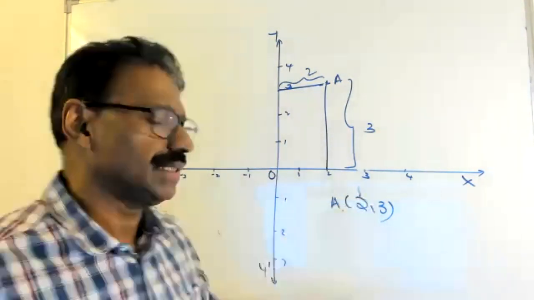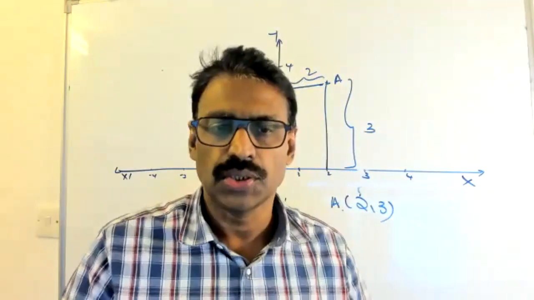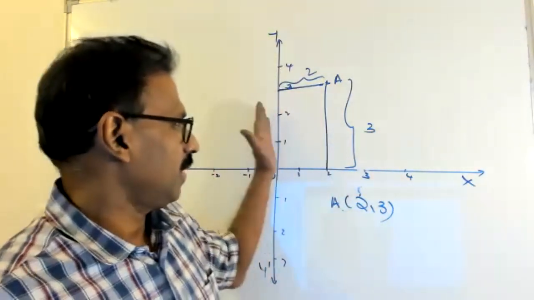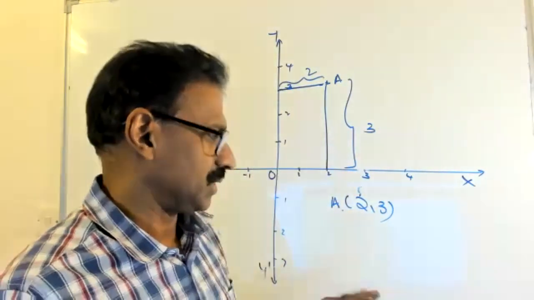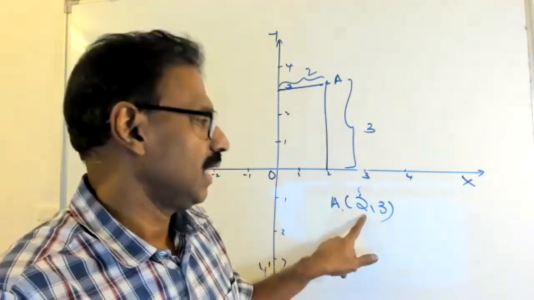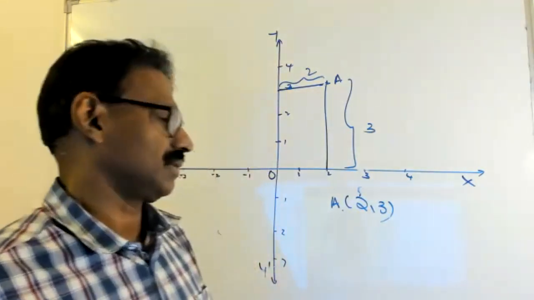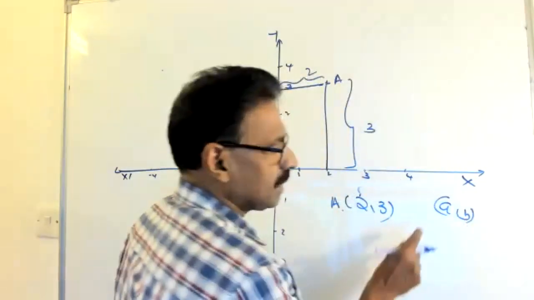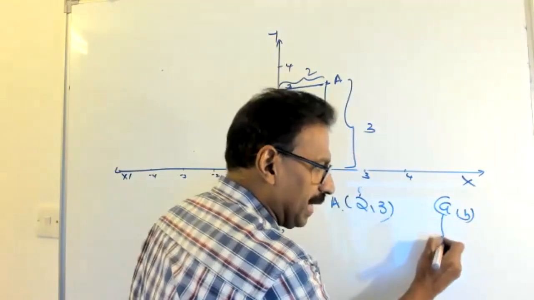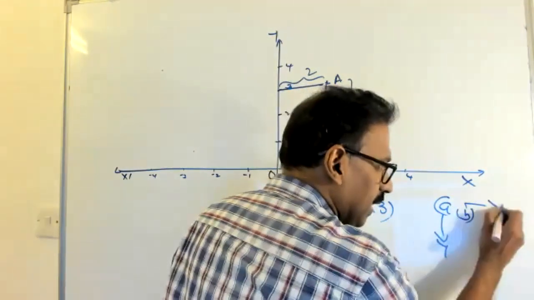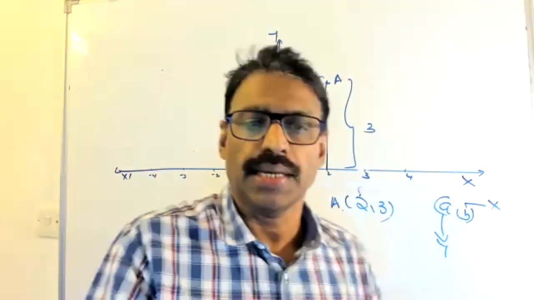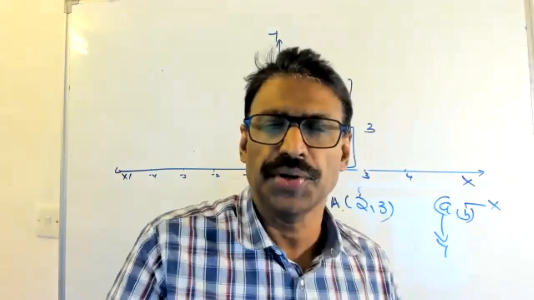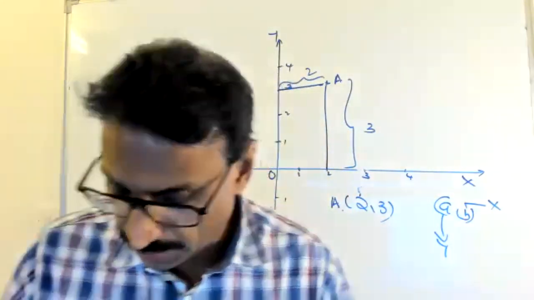Good evening. Listen, (2, 3) means two unit away from y-axis and three unit away from x-axis. That means, look, (a, b) means a unit away from y-axis, b unit away from x-axis. Okay. Next one, right?